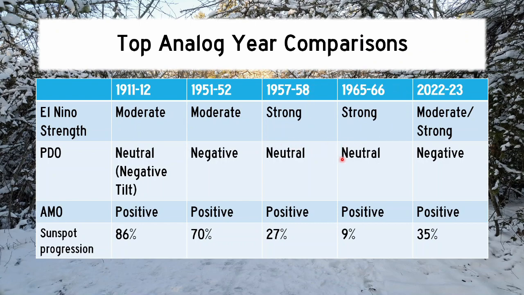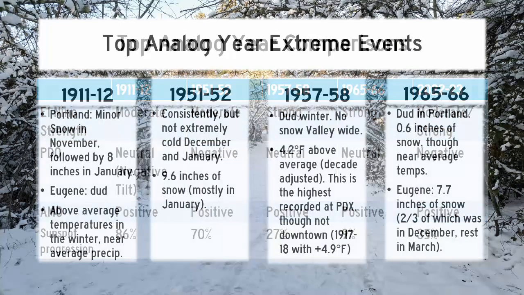Now, in comparison, the PDO was neutral for the strong El Ninos, and again, I mentioned this in October, we have not seen a strong El Nino with a negative PDO. We have seen a moderate El Nino with a negative PDO, but even that is pretty rare. So we're in uncharted territory here, and that does increase the error of long-range forecasts.